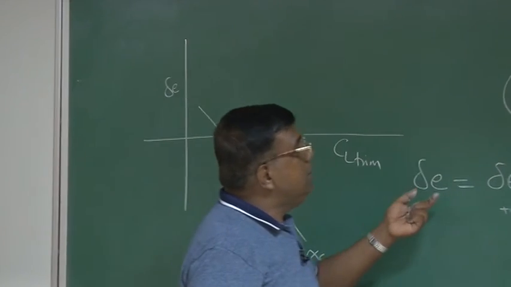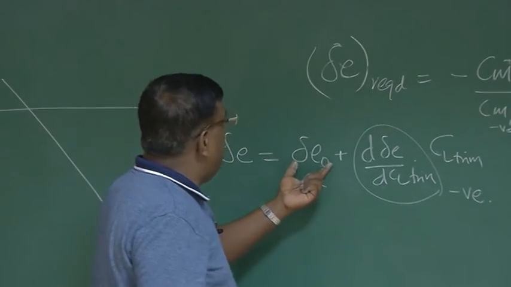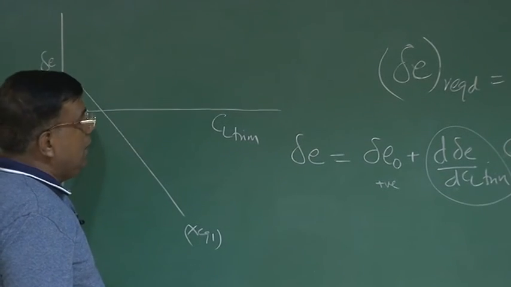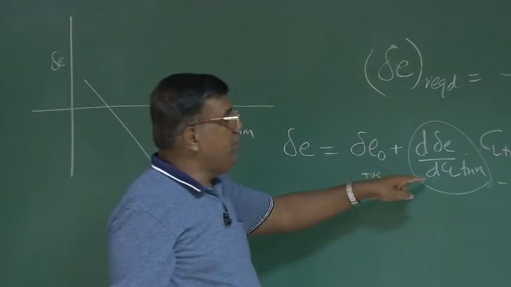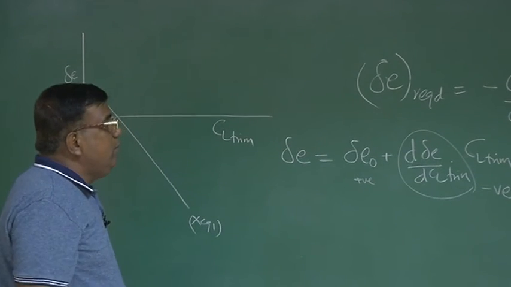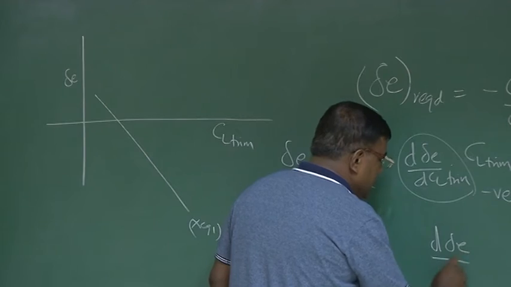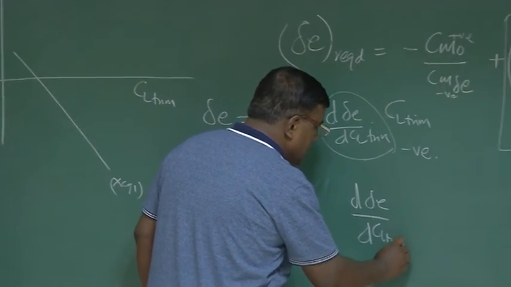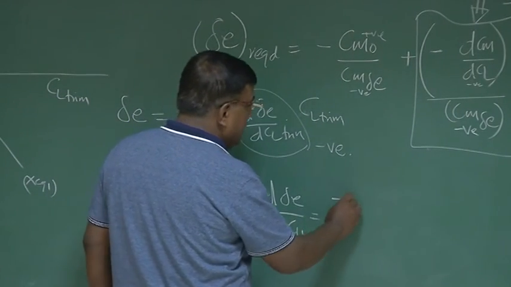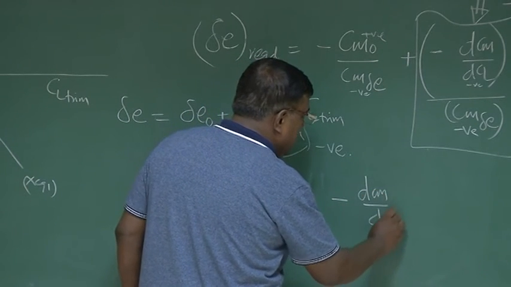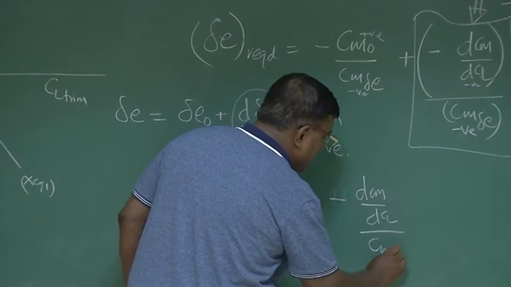You could see here that this value is positive, so you have a positive intercept for CL trim equal to 0, and the slope is negative. Now, how will the slope change? What is the slope? d delta E by dCL trim is minus dCm by dCL divided by Cm delta E.